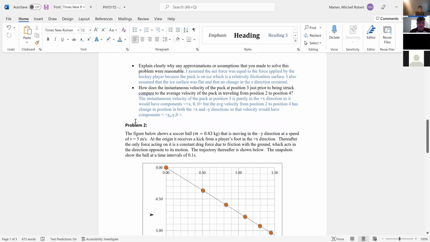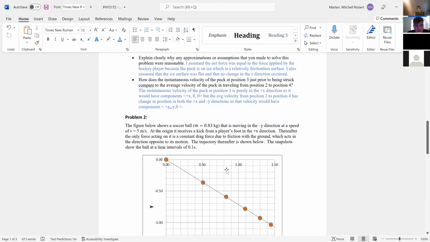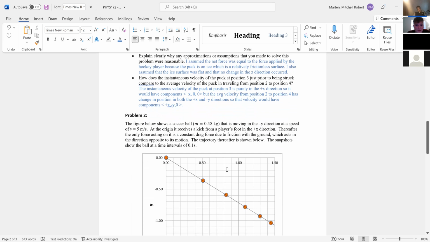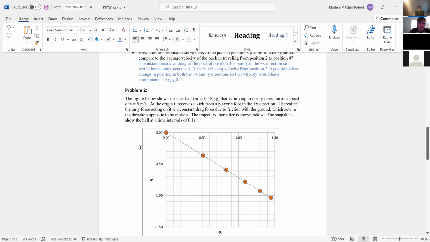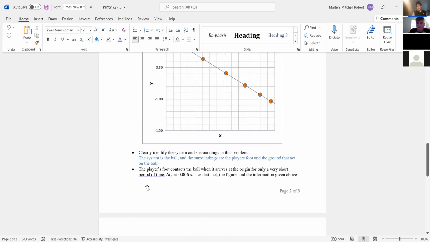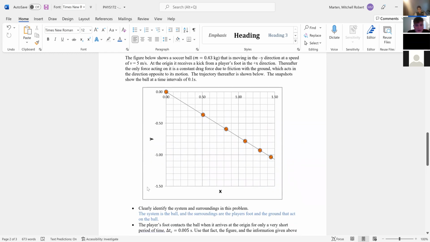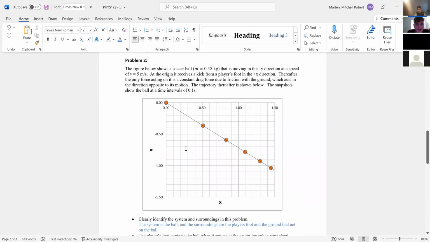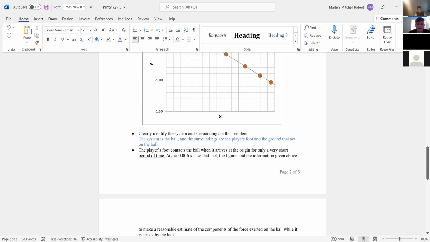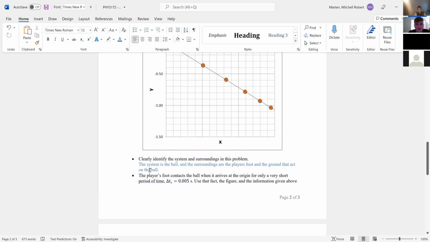Yeah. And then for problem 2, this one was a lot harder. It's not even like the homework. What I had on the homework was completely different from this. I didn't even understand this, it was tough. So obviously the system is the ball, and the surroundings are the foot and the ground that act on the ball. You guys agree with that?